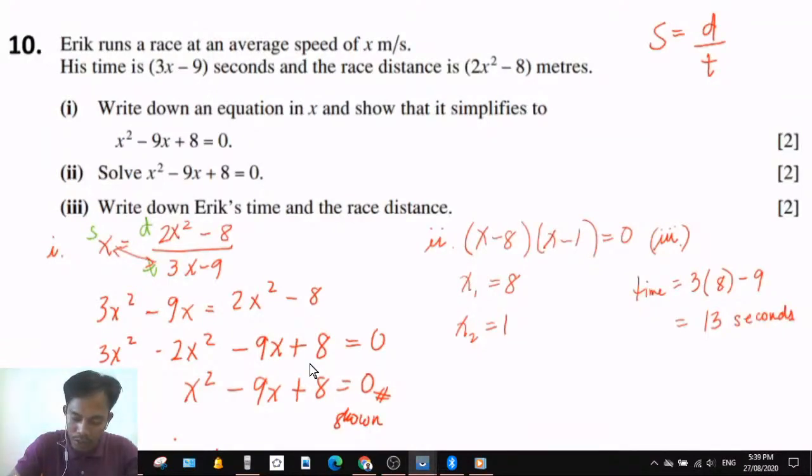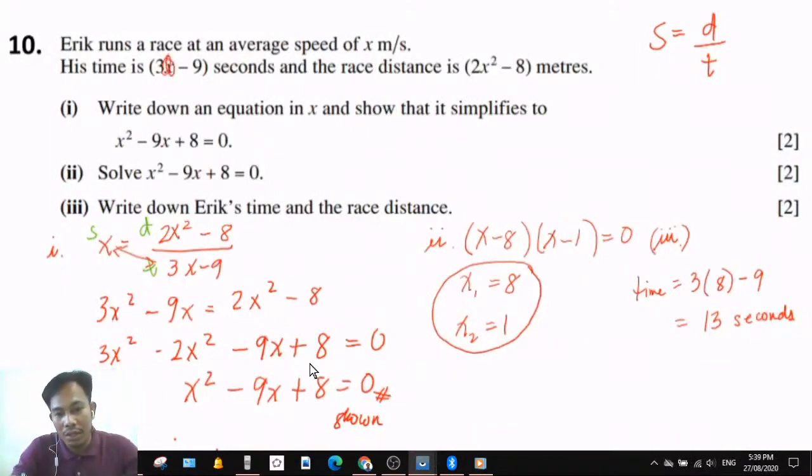I cannot use 1. Why can't I use 1? So there are two values of x, right? I cannot use 1, because if I change that to 1, 3 times 1 is 3, and 3 minus 9 is negative 6. Is there a negative time? No.